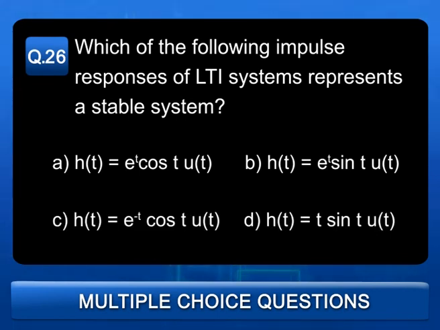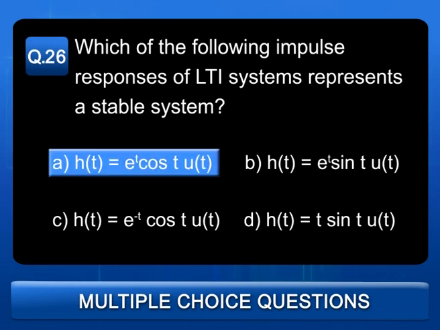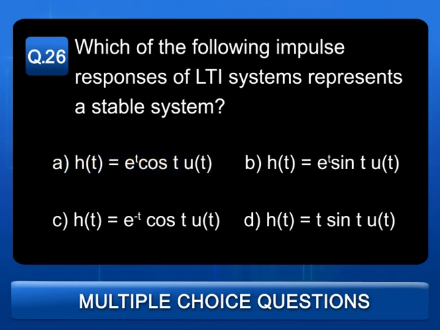Let's move on to the 26th question. 26th question is, which of the following impulse responses of LTI system represent a stable system? A. h of t is equal to e to the power of t cos t u of t. B. h of t is equal to e to the power of t sin t u of t. C. h of t is equal to e to the power of minus t cos t u of t, and D. h of t is equal to t sin t u of t. The answer is C.